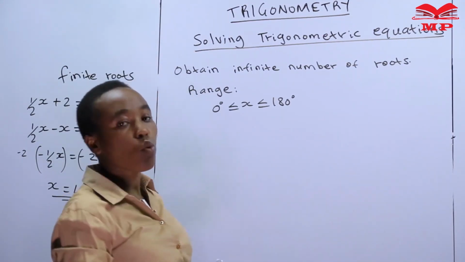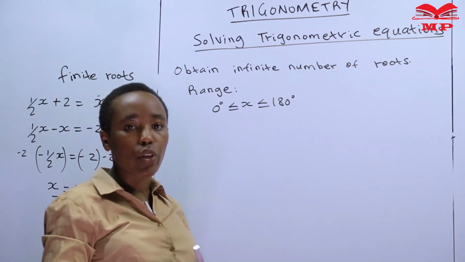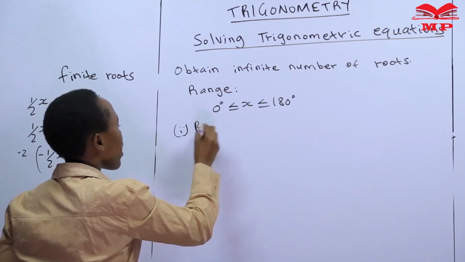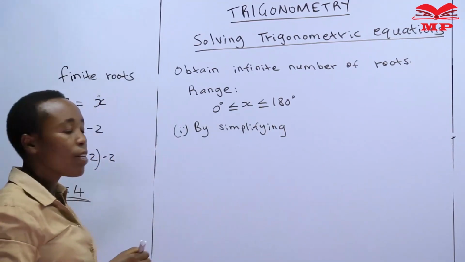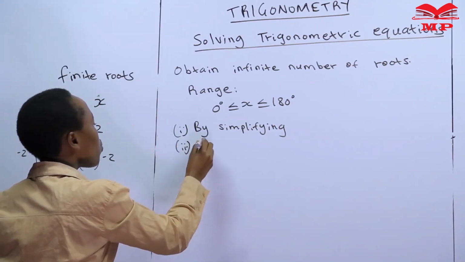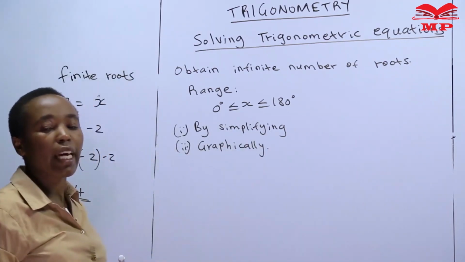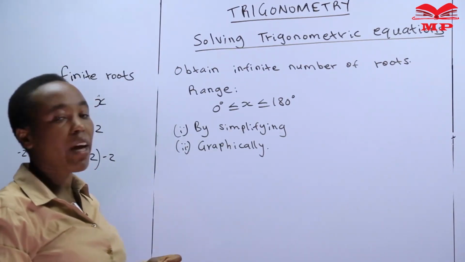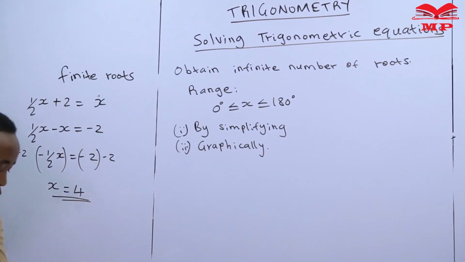In this case, we are going to look at two methods. One of the methods will be solving the trigonometric equations by simplifying, or evaluating. Then number two will be solving graphically, that is using the graphical method. I want us to start with the first one, whereby we will be simplifying, then we can move on to the graphical method. So I'd like to give you a few examples in this.